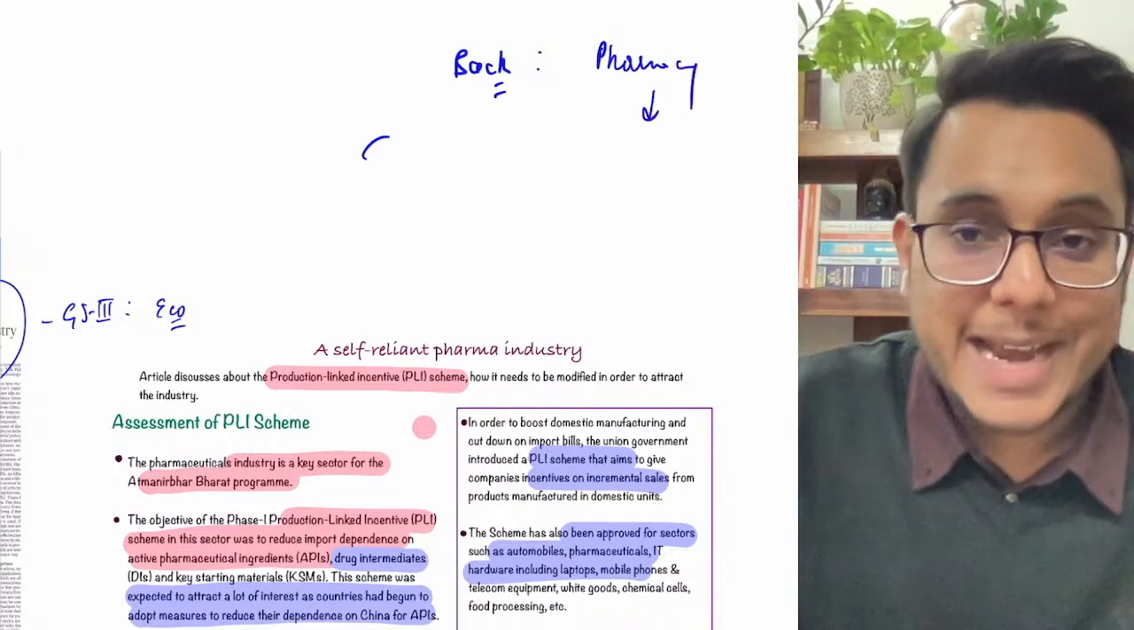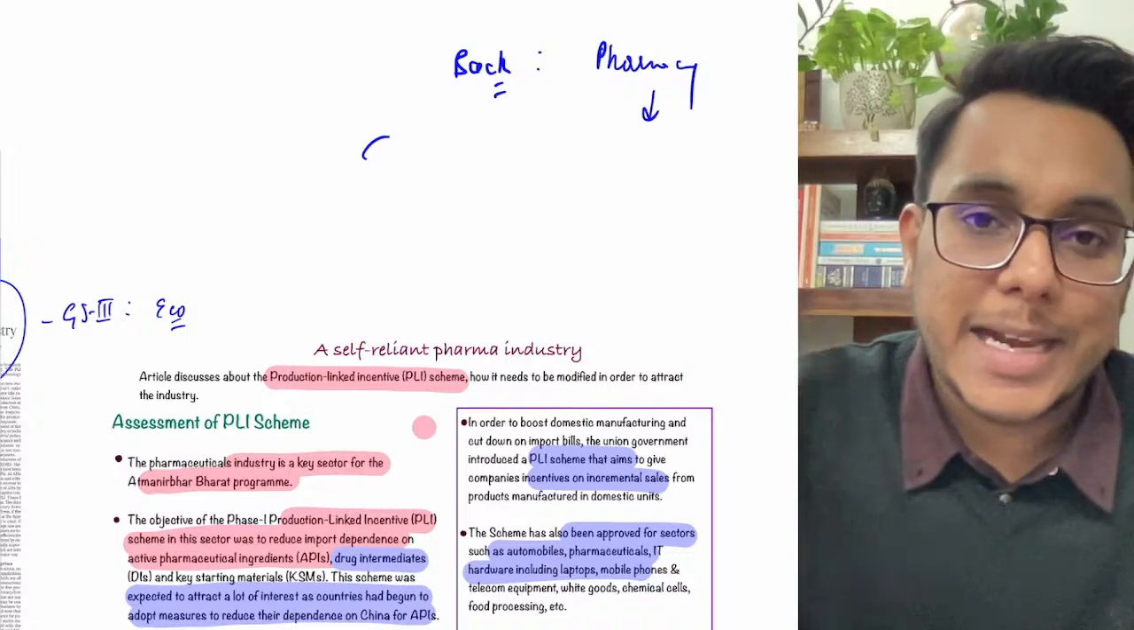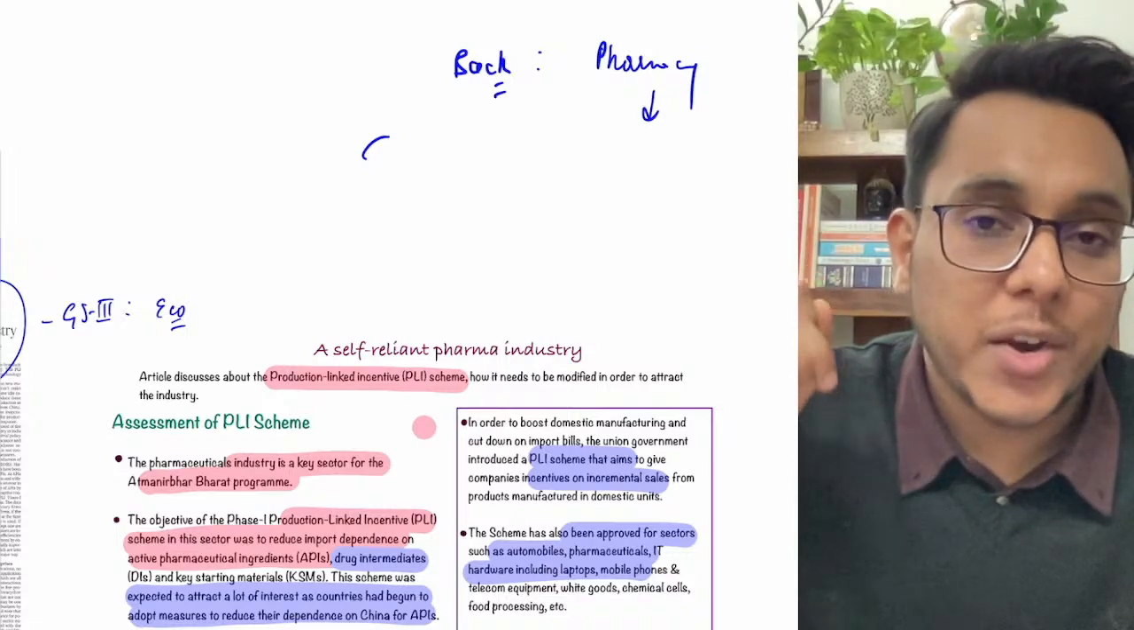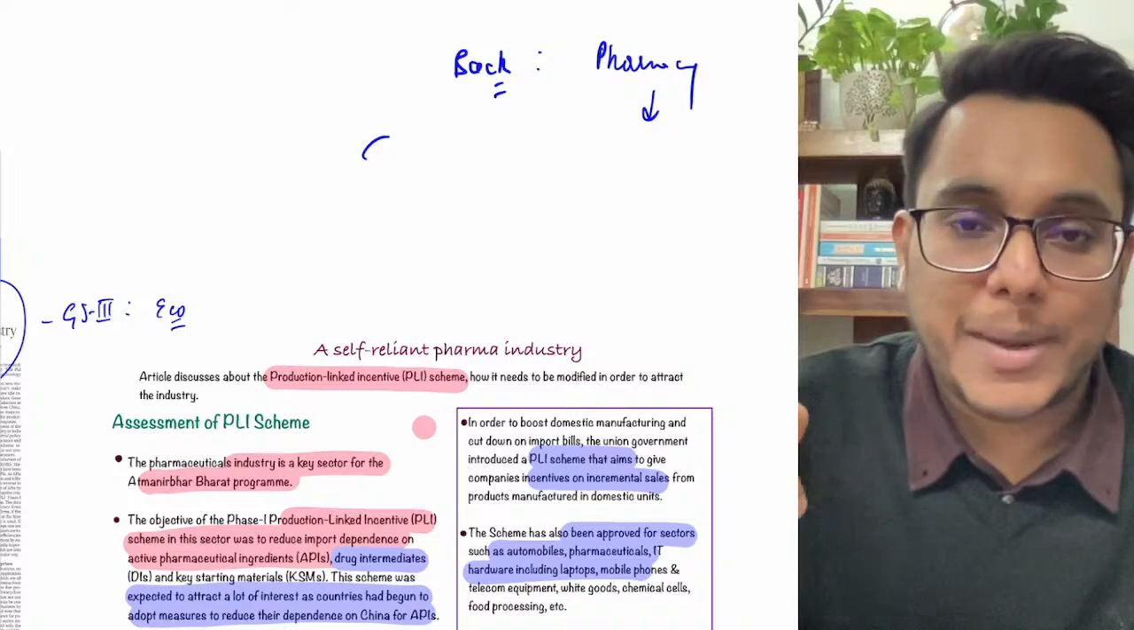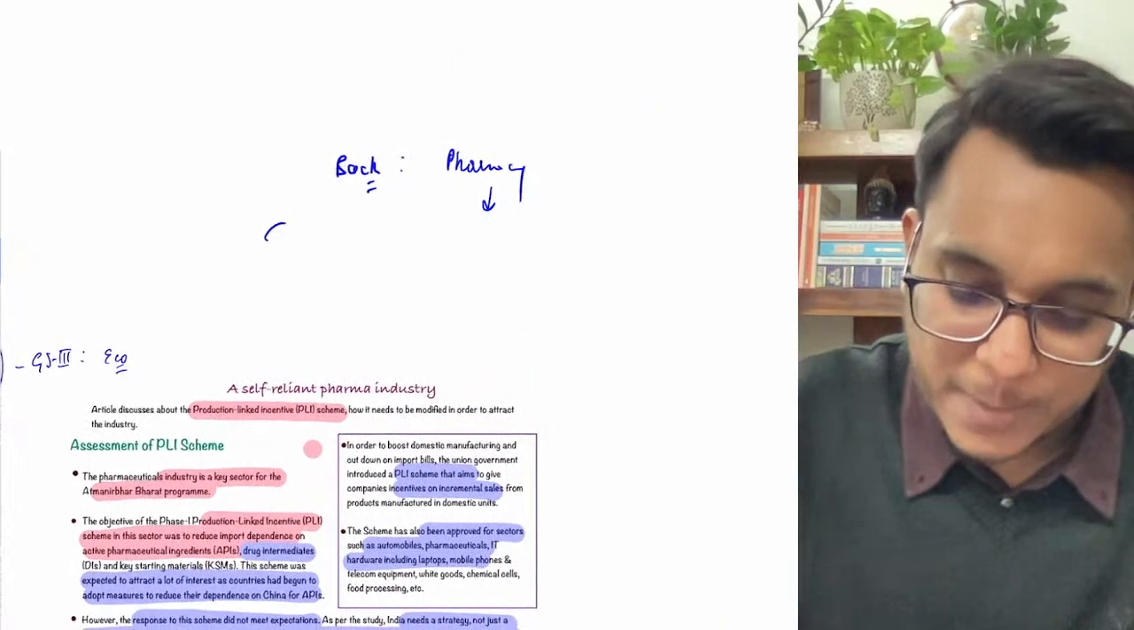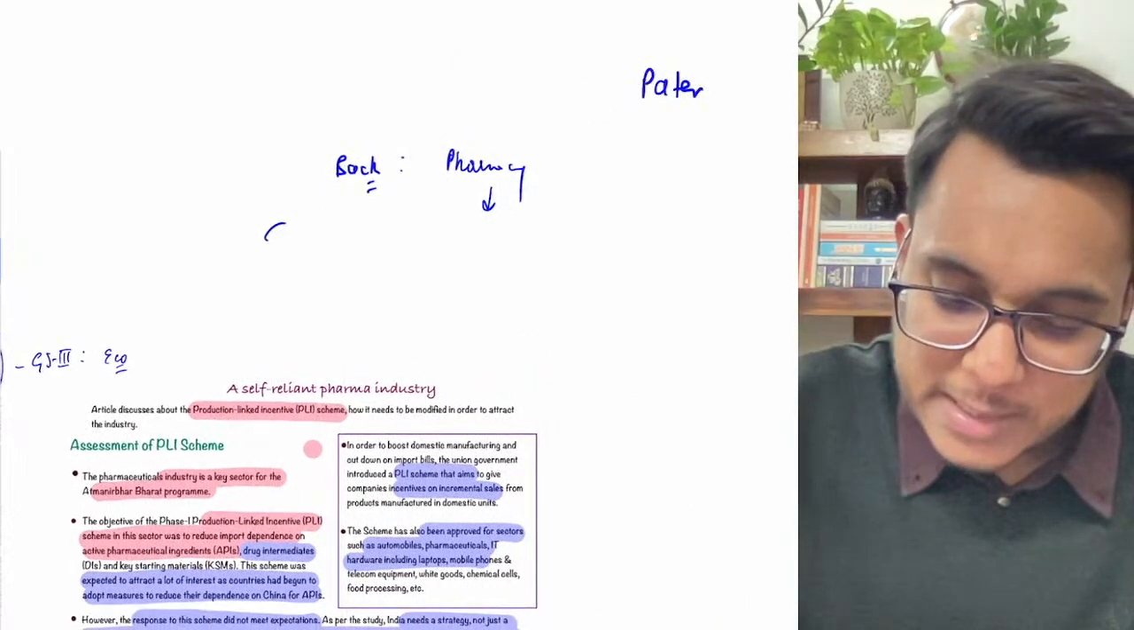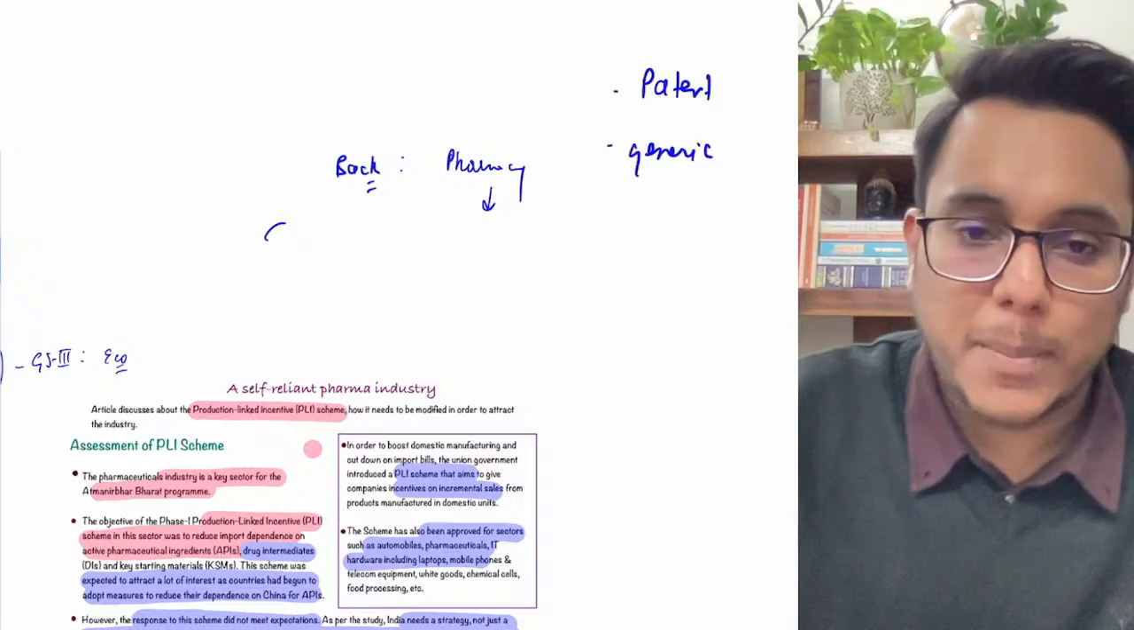Why? Because India has a particular capability in developing a lot of generic medicines. When we talk about medicine, there are two types: one is the patented medicine and the other is the generic medicine. Now, what is this patented medicine?